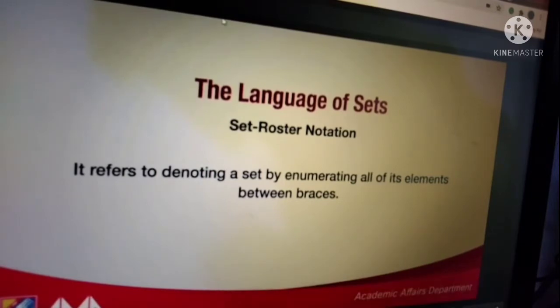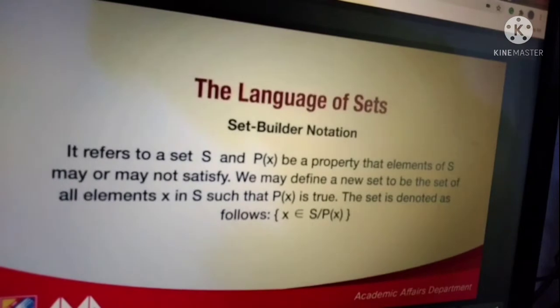The language of sets. Set roster notation. It refers to denoting a set by enumerating all of its elements between braces. Set builder notation. It refers to a set S and P of X to be a property that elements of S may or may not satisfy. We define a new set to be the set of all elements X in S such that P of X is true.